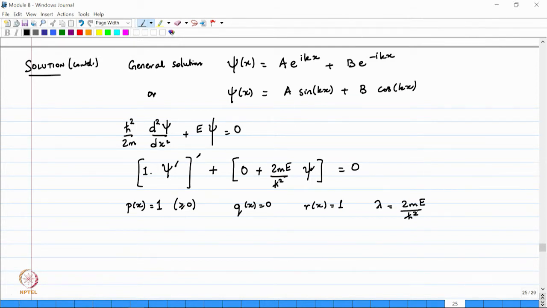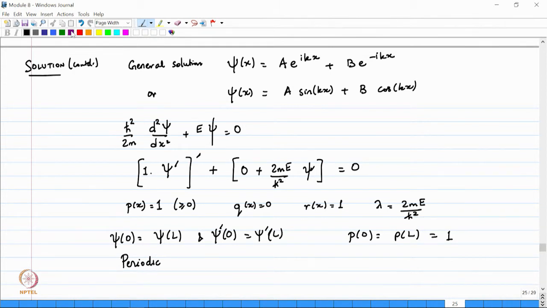Now we also notice that since psi of 0 equal to psi of L, by demand, we have demanded this, and psi prime of 0 equal to psi prime of L. Okay. Now, we notice that p of 0 equal to p of L equal to 1. So, this is periodic.